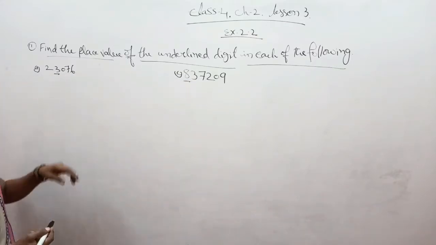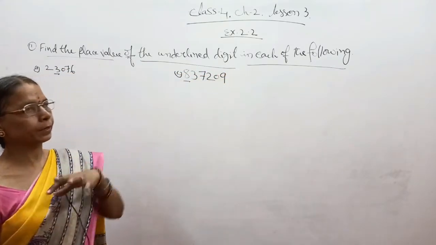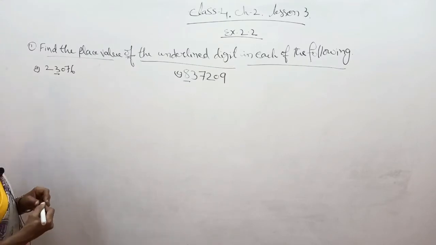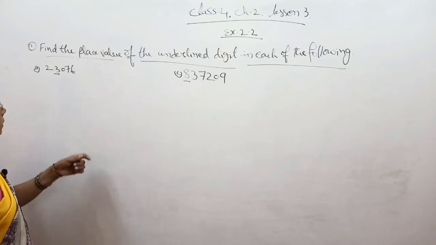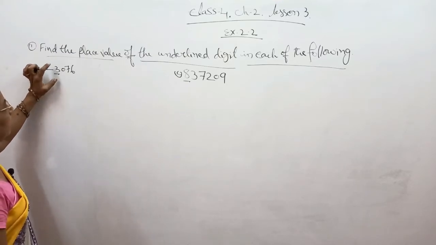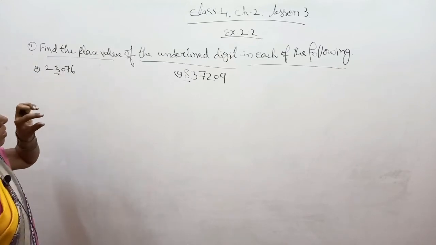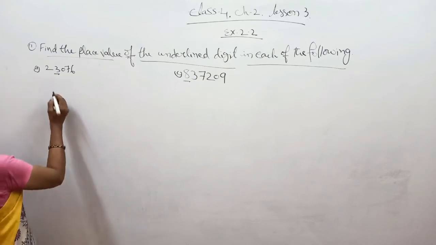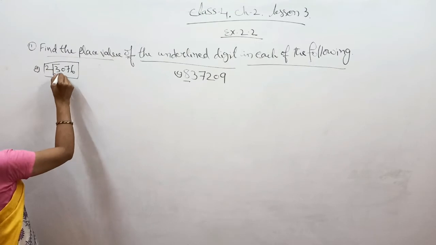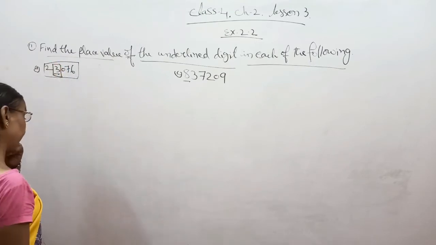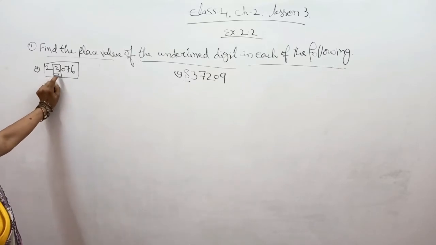The first question is, find the place value of the underlined digit in each of the following. Sometimes the question will be given like this, that some digits are given and one particular number will be underlined. एक नंबर को अंडरलाइन किया जाता है, उस नंबर का प्लेस वैल्यू अपने को बताना है. In this number, we have to see that 3 is underlined. तो 3 कौन से प्लेस में है?